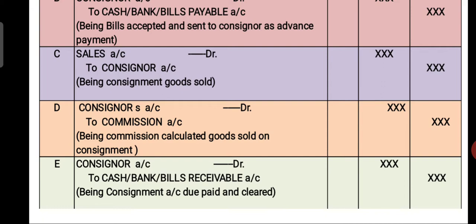And come to the next one, last and final, the fifth entry, for the payment of the total due. What is that? Consignor account debit to cash or bank account. Generally these two we write, not bills payable. We should not consider it. Just write consignor account debit to cash or bank account. Narration, you see here: being consignment amount due paid and cleared. So the fifth entry is written whenever we clear the consignment due amount to the consignor. Then we write this entry: consignor account debit to cash or bank account.